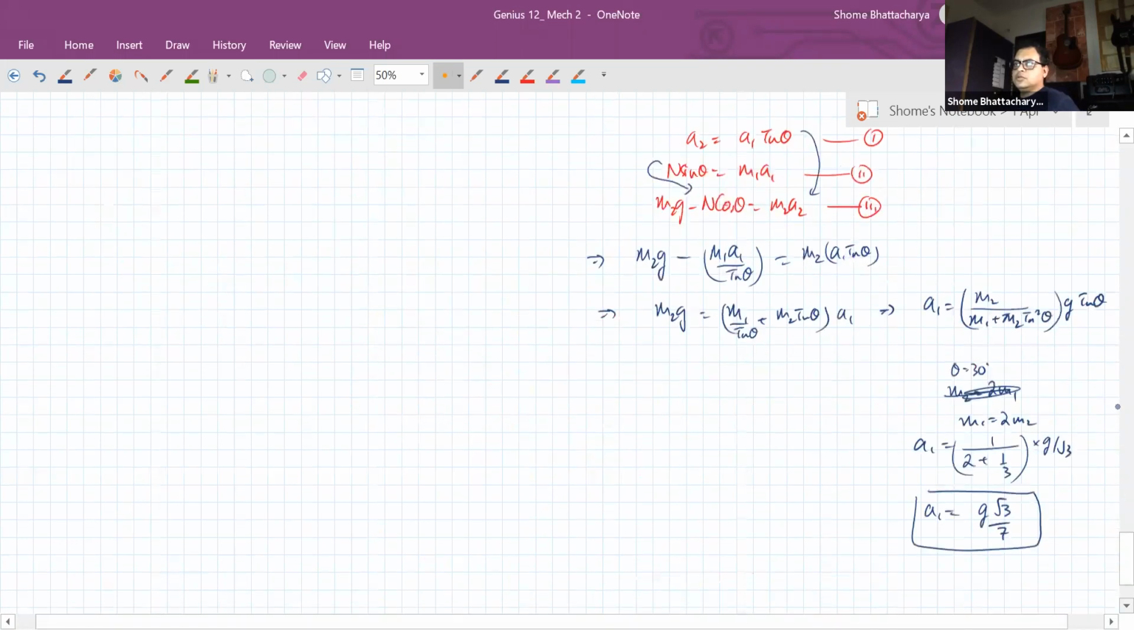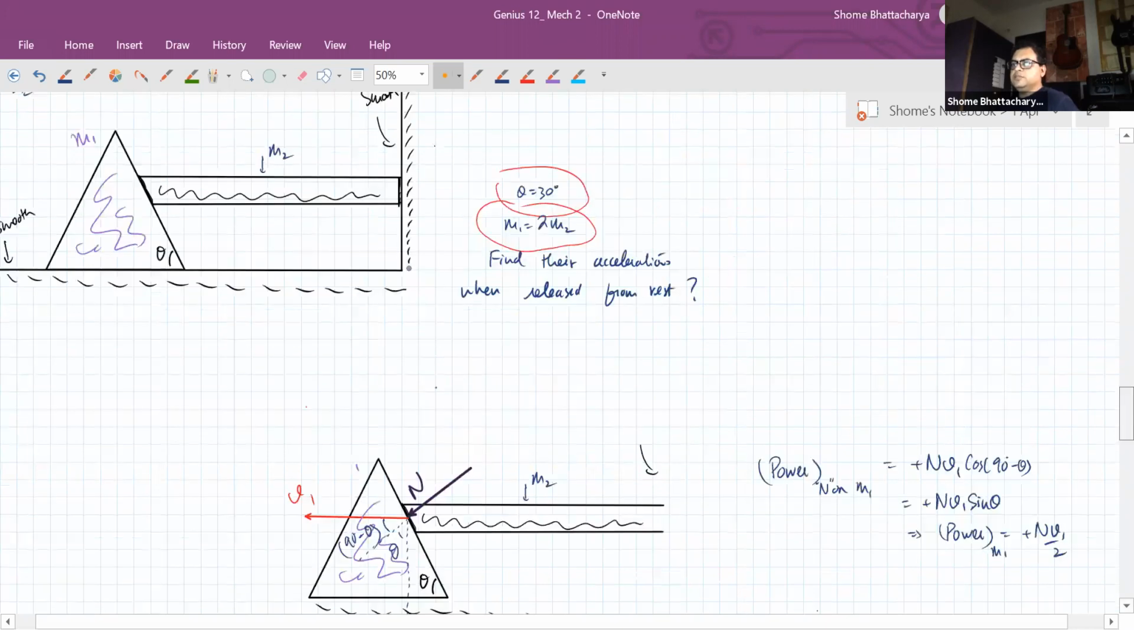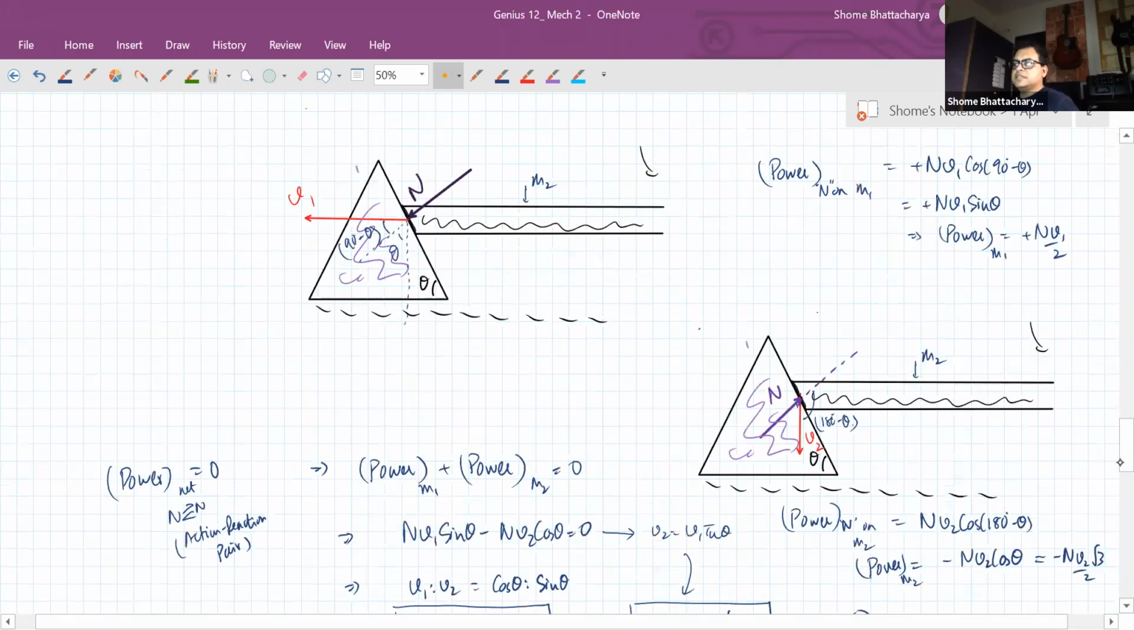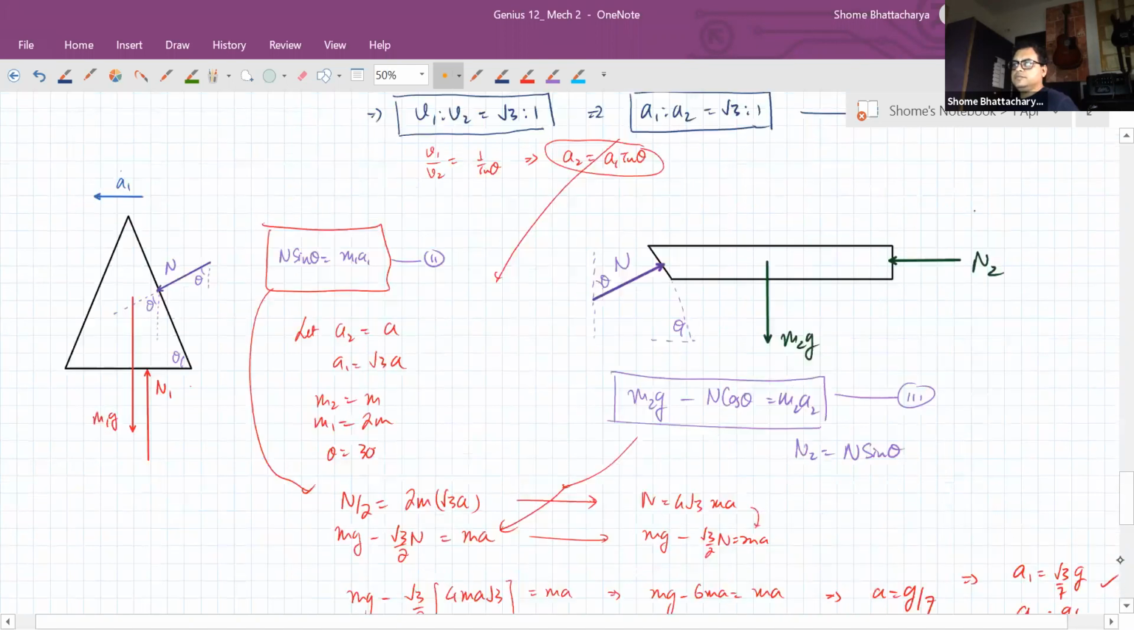So let's go over the solution once more. First thing, virtual power method to get the relation between the instantaneous velocities, and you can differentiate that to get the instantaneous acceleration relation. That's how we got this.